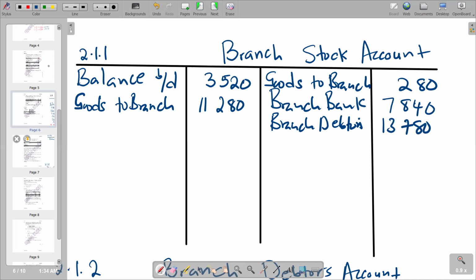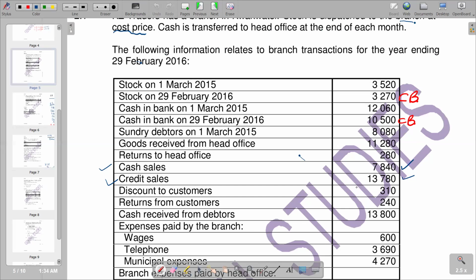Then from there, we can now go to the next one, which is now discount to customers, which is 310. So this is basically discount allowed. We are going to have our discount allowed. We are supposed to remember discount allowed reduces the amount that has been paid by the debtor. So when the debtor pays, and the money has been given a discount, the reduction is the discount allowed. So we are supposed to credit the branch debtors account, and we debit the branch discount allowed account.